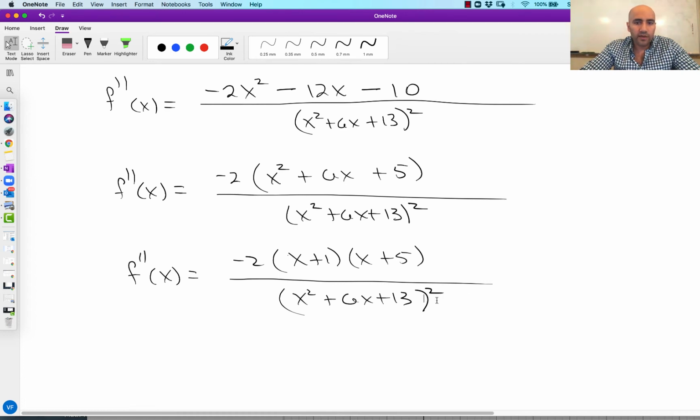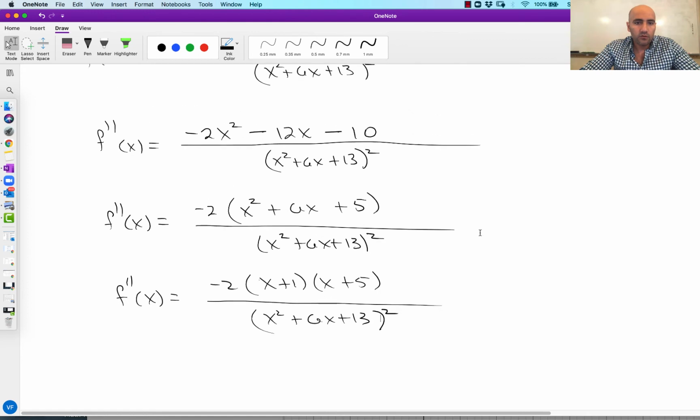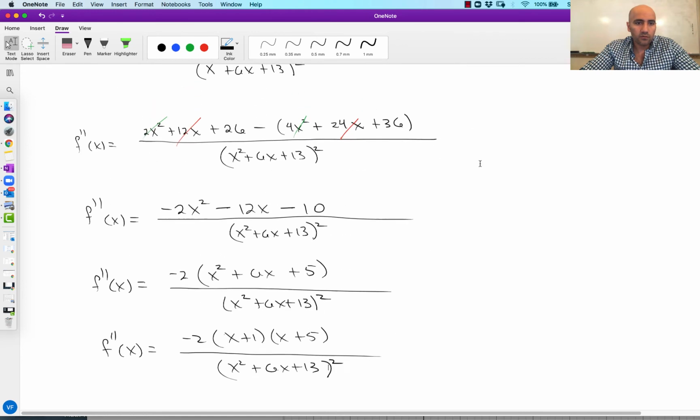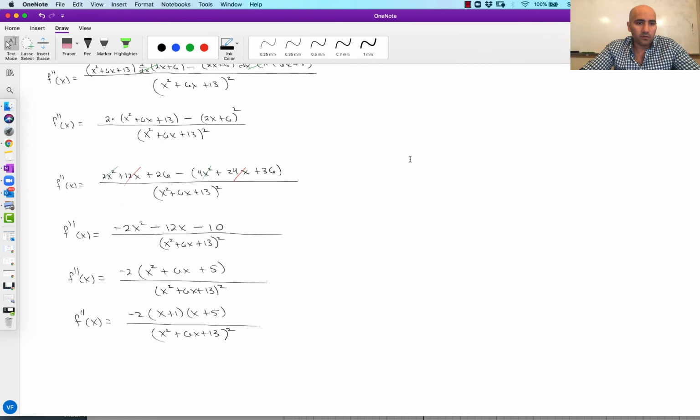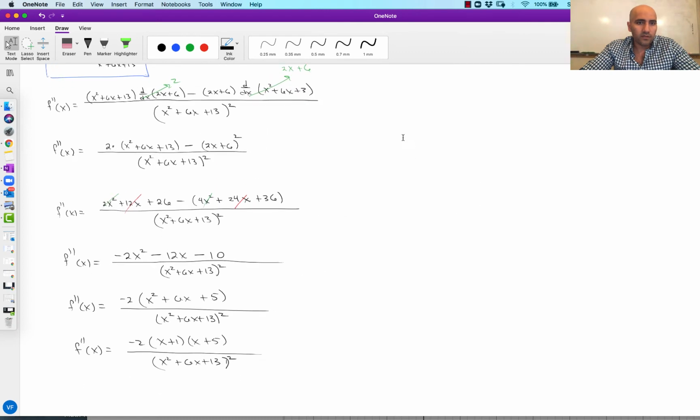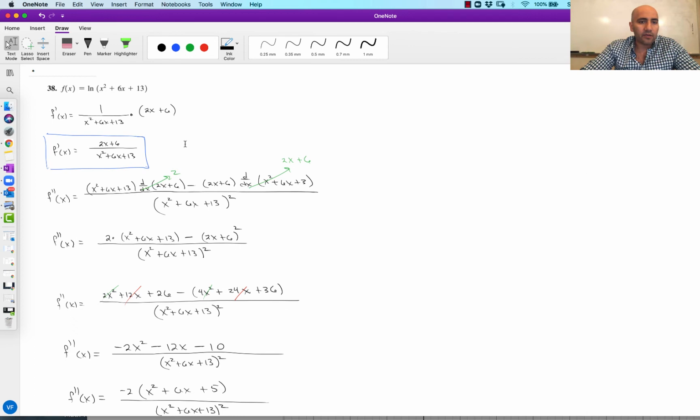So let me zoom out a little bit here. Zoom out, zoom out, zoom out. And so here we go. We used the quotient rule to get to our second derivative. I'm just going to copy it way back up to the top here and then kind of ignore that. Let's put it in this direction. We had our original function here.